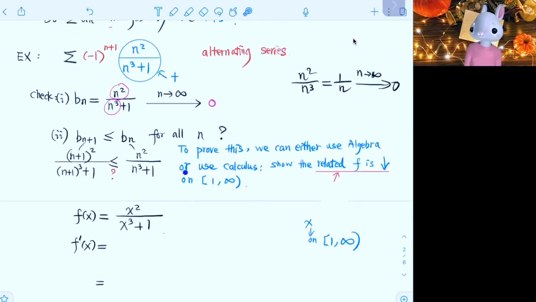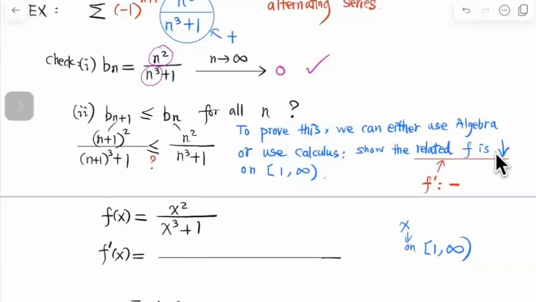Another way to do that is you can use calculus to show that Bn+1 is less than or equal to Bn. You can try to show the related function is actually going down. It's decreasing on 1 to infinity. If it's decreasing, then those are the special values for the function when x is equal to n plus 1. Then if the function is always decreasing, then the sequence will be always decreasing also. So that's the idea. We want to show that the related function is decreasing, then this sequence Bn will be decreasing. To show a function is decreasing, we'll show the first derivative is negative.